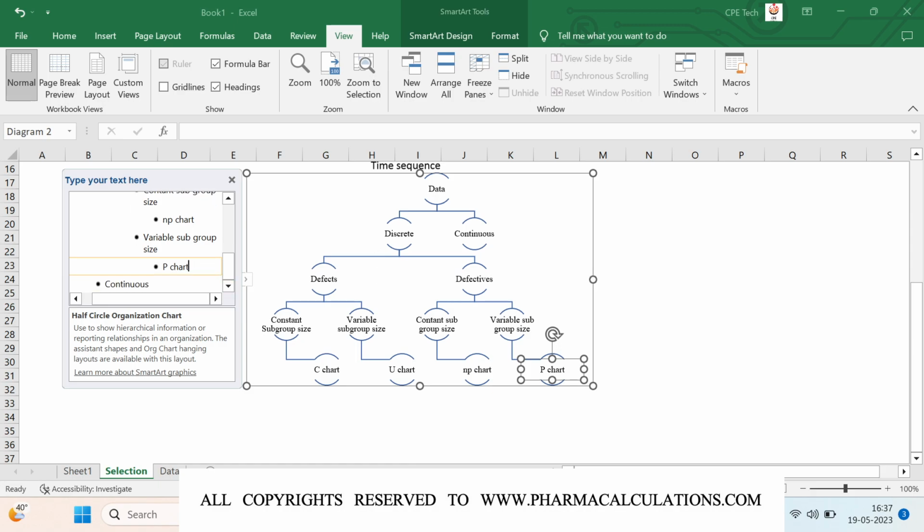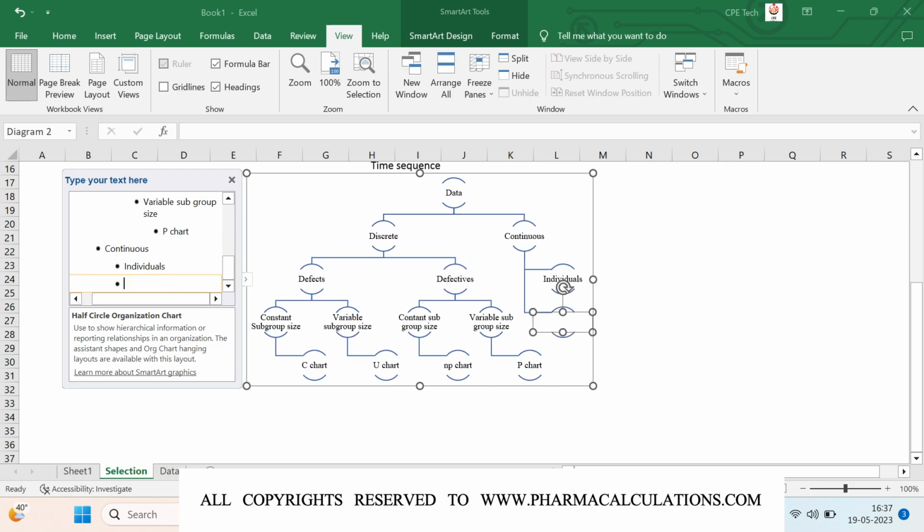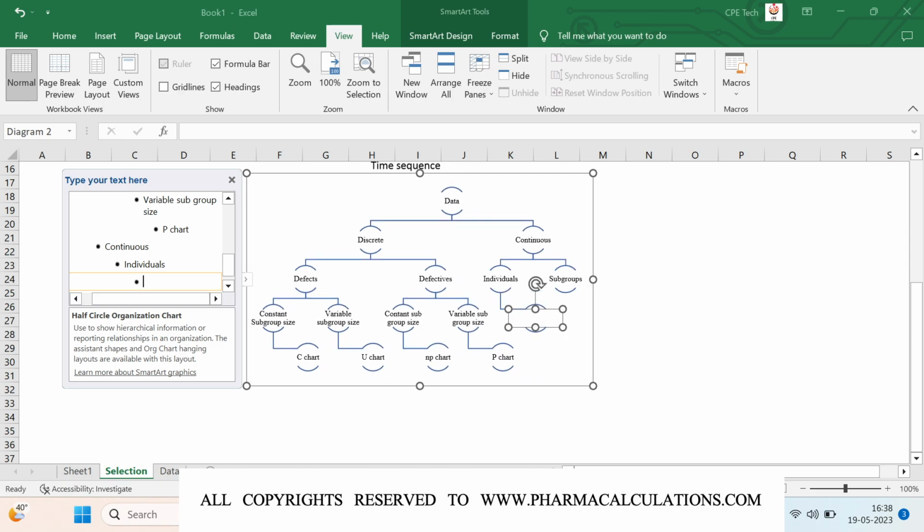And now coming to continuous data. Here you are going to classify depending upon individuals or subgroups. Individual means if you are going to collect a single data point. If you are going to collect multiple data points, it is nothing but a subgroup. Or if the subgroup size is 1, you can say it's individuals. So if the data is individual data, you can plot an IMR chart.